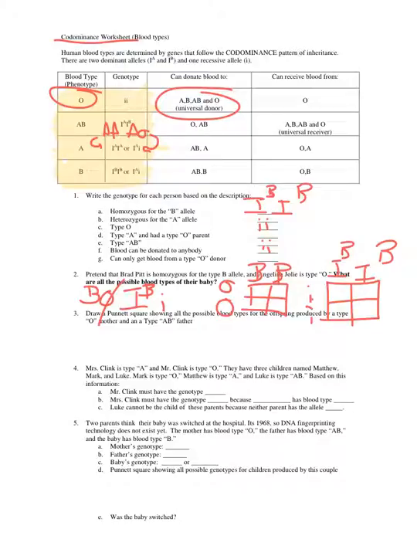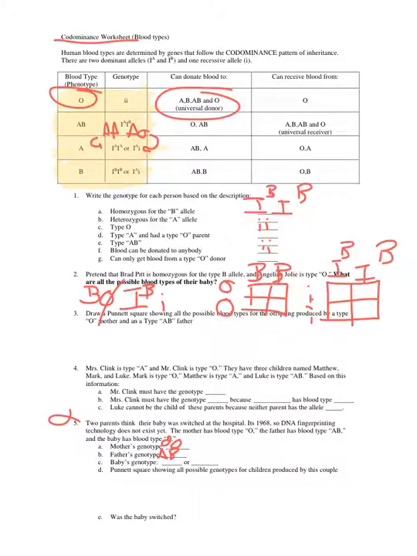Okay, now let's look at problem number 5. So, 2 parents think their baby was switched at the hospital. It's 1968. We can't do DNA fingerprinting. Mom has type O blood. That's the recessive trait. So we know that the mom has to be type O blood. I'm going to go ahead and write it in the old notation since it's hard for me to do superscripts and make everything fit. She has to be type O blood, OO. Dad is type AB. So his genotype is simply AB.